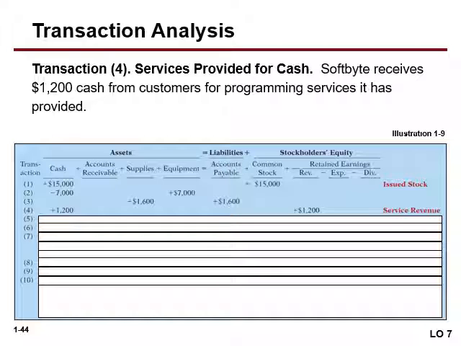And which asset decrease? In this transaction, no asset decrease. One of stockholders' equity, revenue, increases by 1,200. So increasing on the left side 1,200 equals the same amount increasing on the right side under revenue, 1,200.